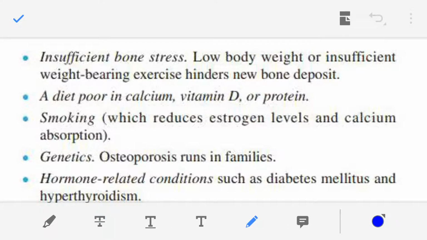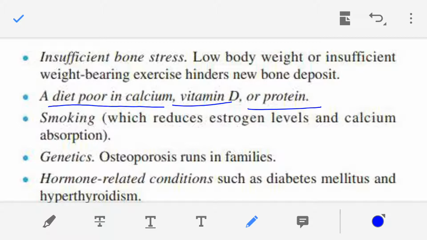Then a diet poor in calcium, vitamin D and protein is also a reason for osteoporosis to occur. So in a diet, if a person is not getting a sufficient amount of calcium, vitamin D and protein, that can lead to osteoporosis in the bone.